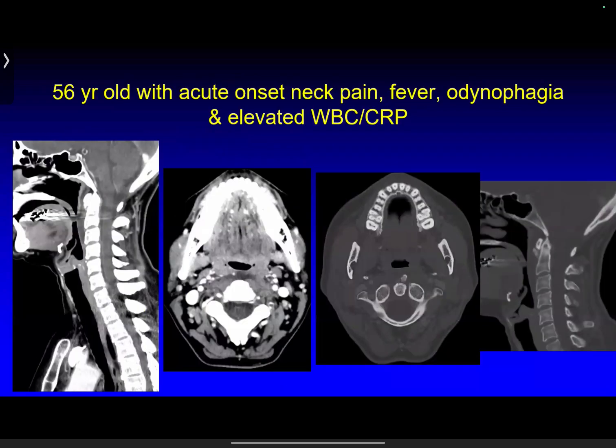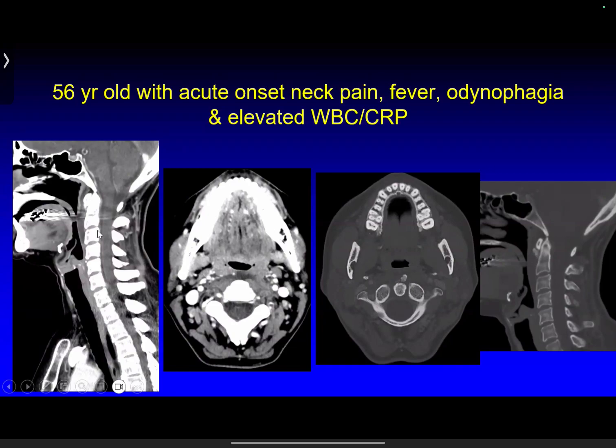The next patient in the ER is a 56-year-old with acute onset of neck pain, fever, odynophagia, and had an elevated white count and C-reactive protein. CT neck with contrast obtained, and at the level of the mandible, you can appreciate there is retropharyngeal edema, no rim enhancement, somewhat hypoattenuating longus colli muscles.